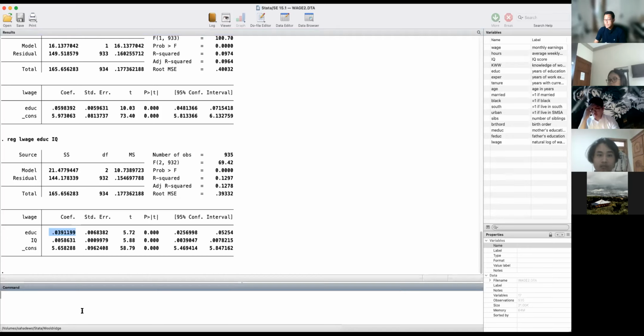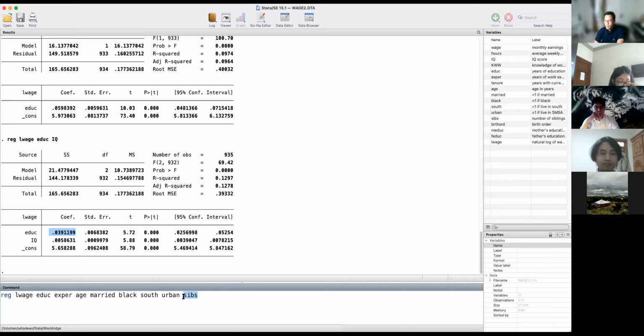Okay. Now, since we discuss a multiple linear regression model, I can now include a lot of explanatory variables into the model. I can include the years of working experience. I can include a variable on age. I can include also marital status. I can include whether or not I'm Black. And then I can also include whether or not I live in the southern part of the United States. I can include whether or not I live in an urban area. I can also include the number of siblings.